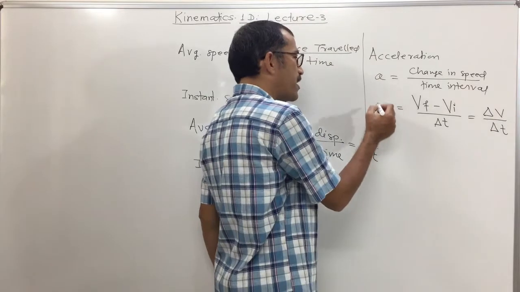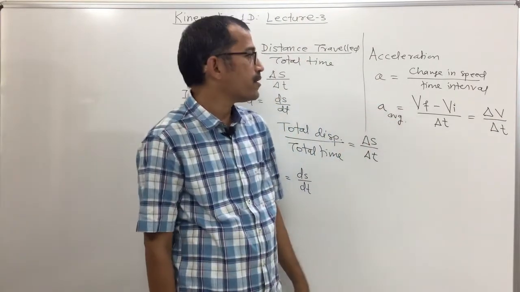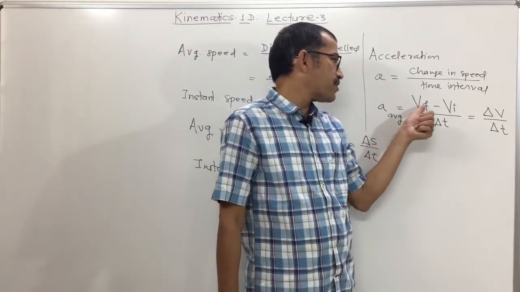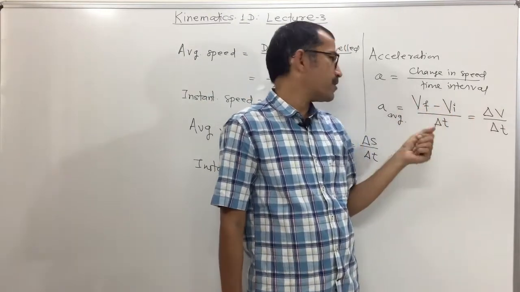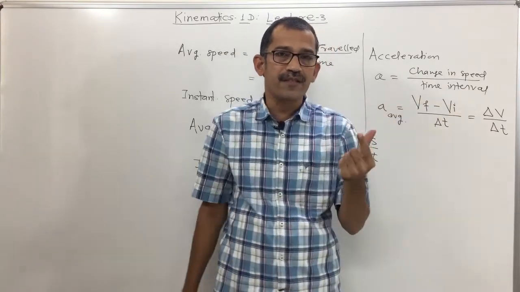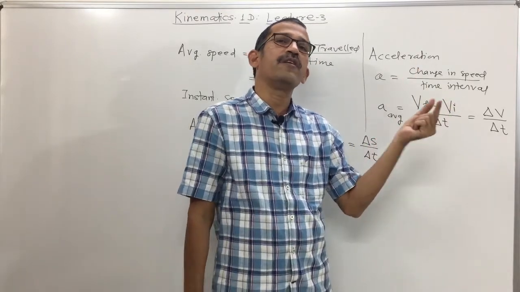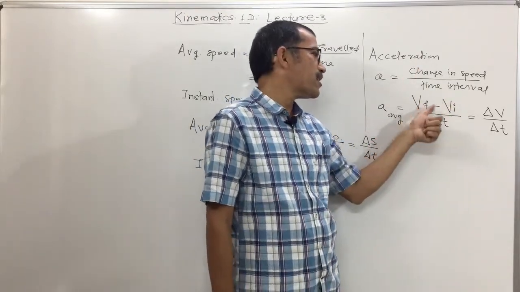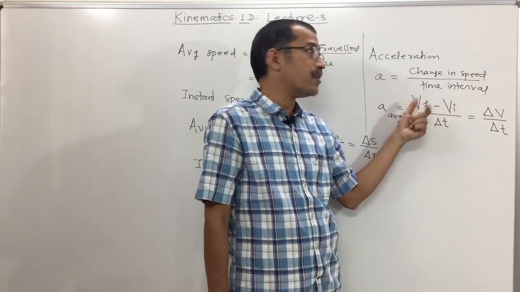Again you are finding this acceleration over some time interval, therefore this A is the average acceleration. So if final velocity is greater and initial is less, we get positive delta V, meaning positive acceleration. That means if speed goes on increasing, then acceleration is positive. But if speed goes on decreasing, that means initial is greater and final is less, then what will we get?